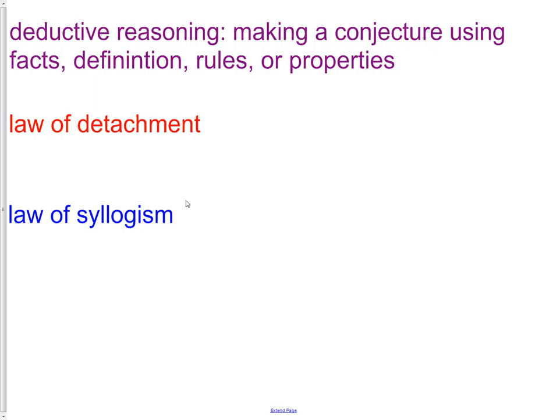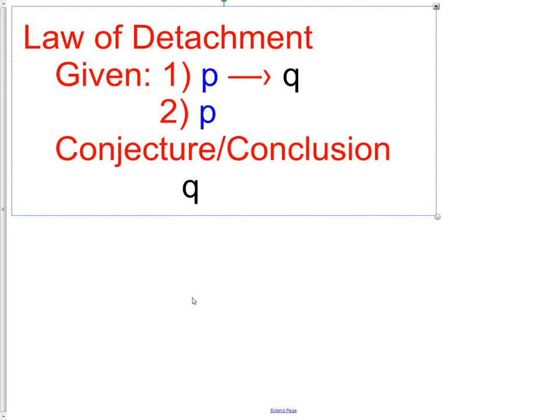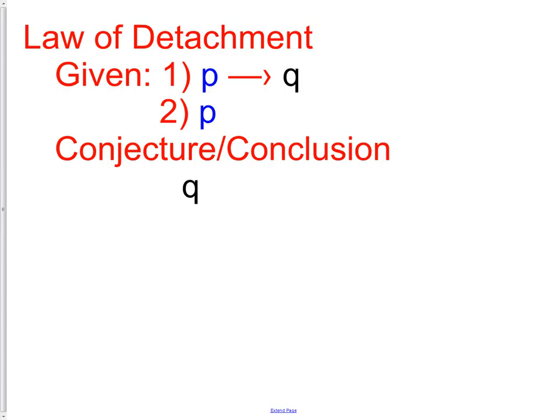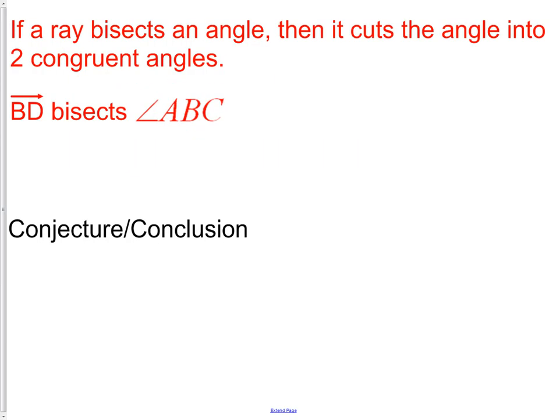We have two laws that go along with this. One is the law of detachment, and the other is the law of syllogism. The law of detachment tells us that given a statement of if P is true, then Q is true, is an accepted definition, rule, or fact, then somebody tells you, I have the P rule right here, your conjecture or conclusion would be that Q must also be true.